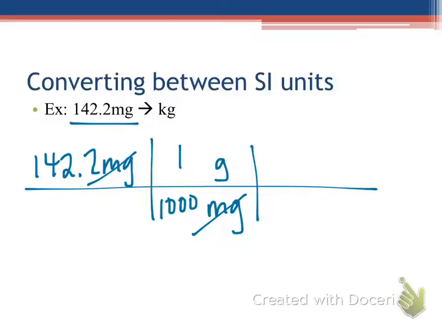I want to be in kilograms. So now I need to add another section to my T-chart. And I'll put grams on the bottom so that I can get rid of that. And I want to go to kilograms.